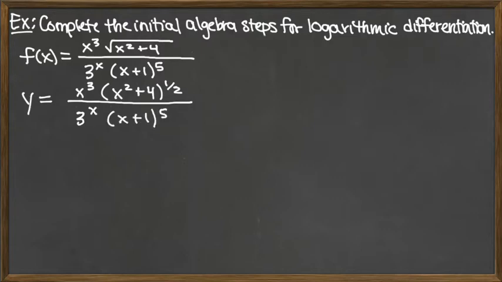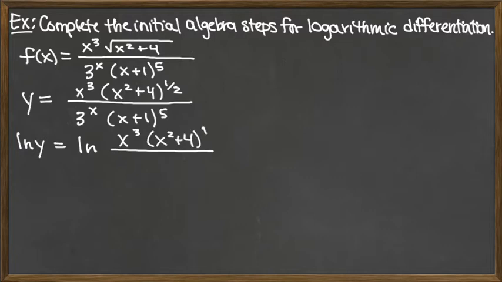Okay. So once we have the function rewritten, we take the natural log of both sides. So we have the natural log of y on the left, and then we have the natural log of this fraction on the right. So we've got x cubed on the top times x squared plus 4 raised to the 1/2 power on the top still. And then on the bottom we have 3 to the x and the factor x plus 1 raised to the 5th power.